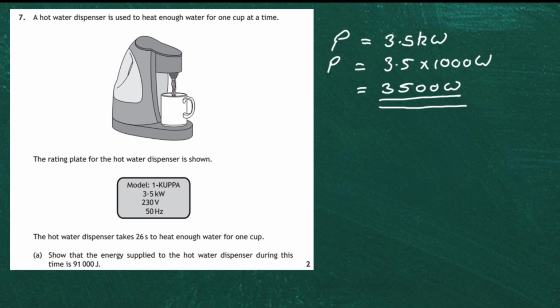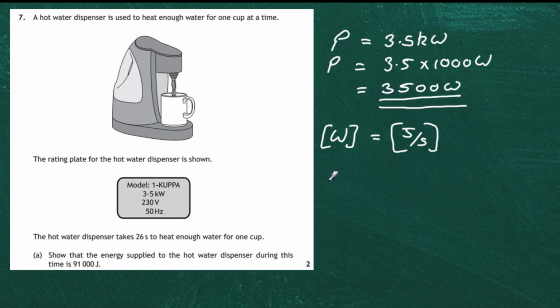Now what does that tell you about the energy? Well, we know something else about power. We know that the unit watts, which is what power is measured in, is actually equal to joules per second. So it tells you how much energy is transformed or transferred every second. So in order to find the energy, it seems that we'd have to multiply the power by the time. And that's what we do.